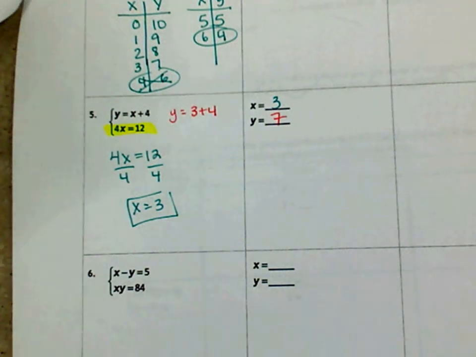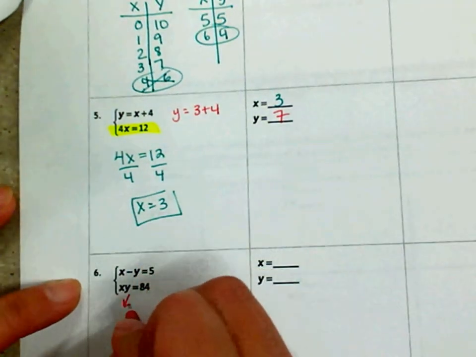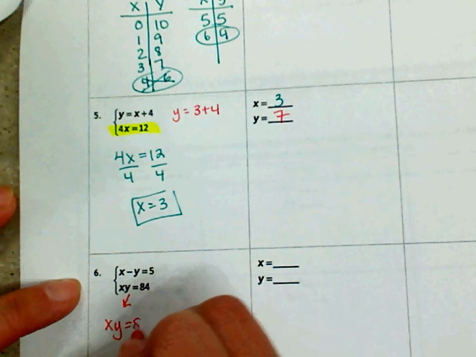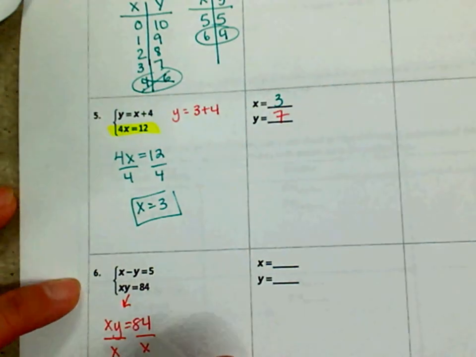So you guys should be able to do this. Here's another thing, like on number 6. This first part, this one right here, x times y equals 84. Solve for y. So y is equal to 84 divided by x. Type that in the calculator, like I've shown you.